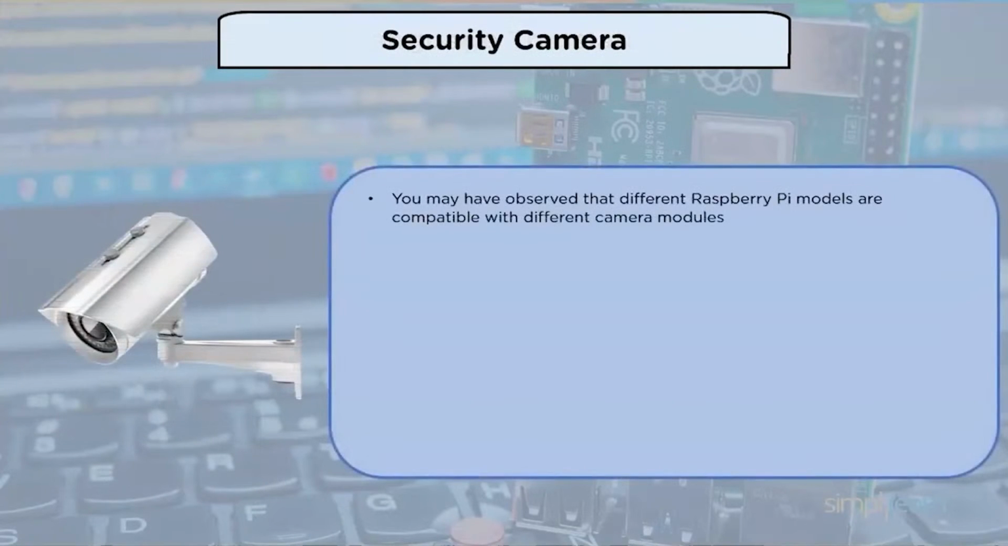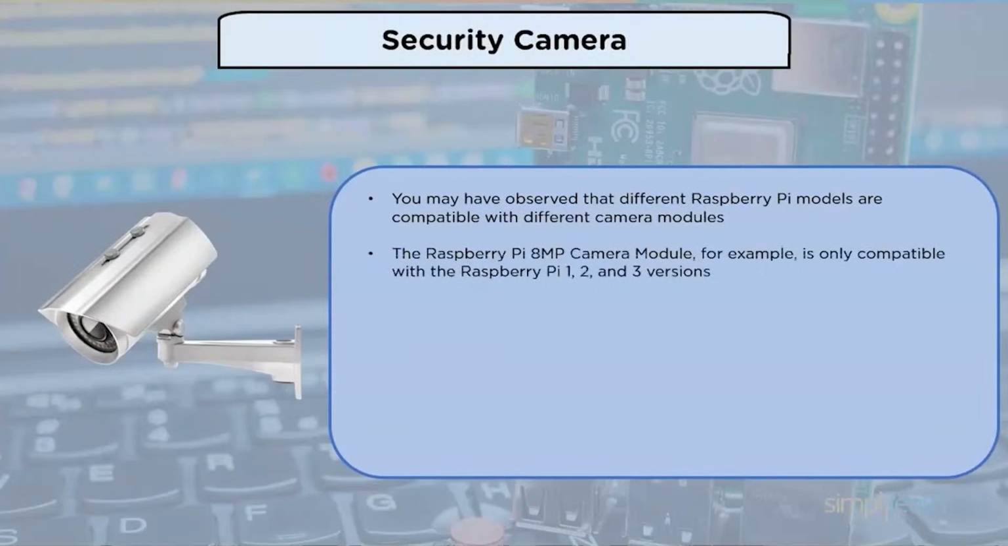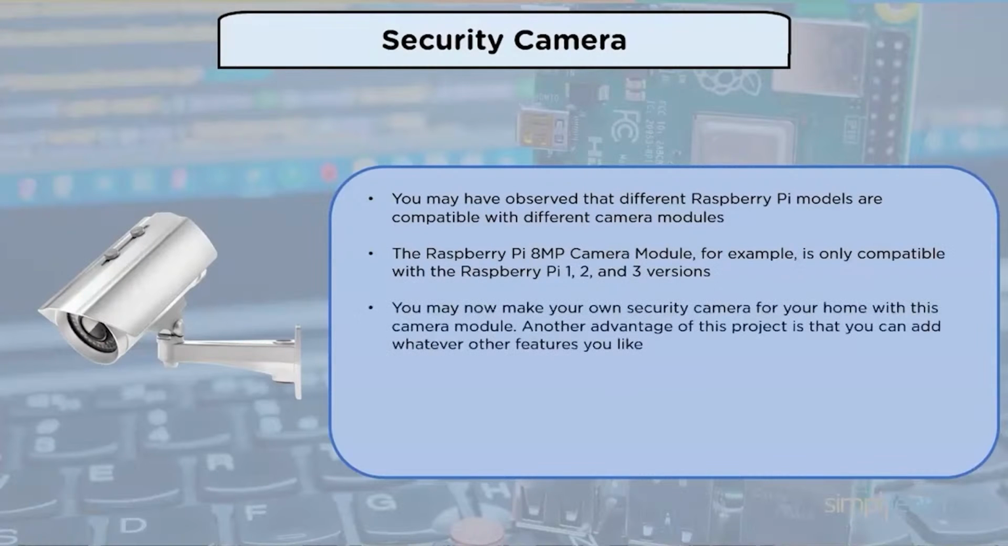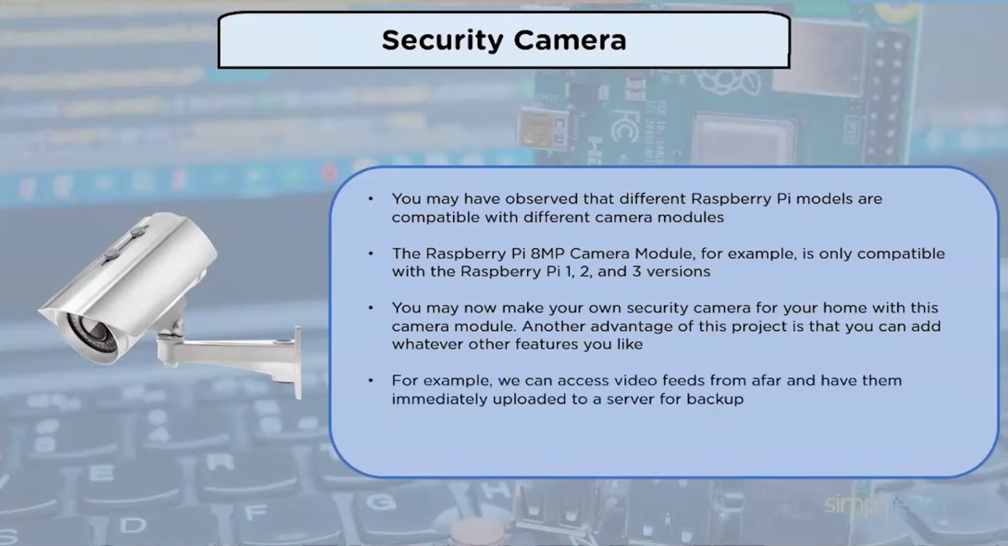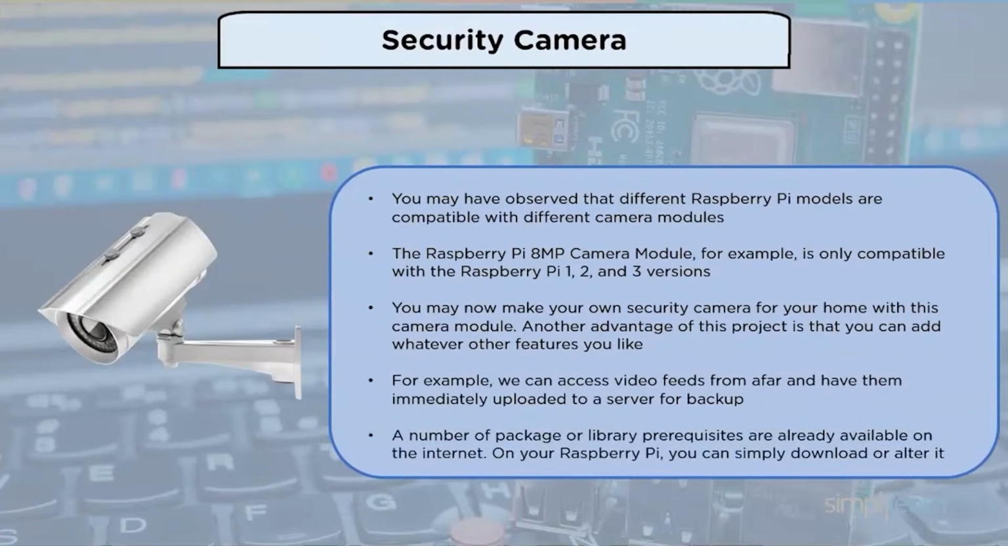Security camera. You may have observed that different Raspberry Pi models are compatible with different camera modules. The Raspberry Pi 8 megapixel camera module, for example, is only compatible with Raspberry Pi 1, 2, and 3 versions. You may now make your own security camera for your home with this camera module. Another advantage of this project is that you can add whatever other features you like. For example, we can access video feeds from afar and have them immediately uploaded to a server for backup. A number of package or library prerequisites are already available on the internet. On your Raspberry Pi, you can simply download or alter it.